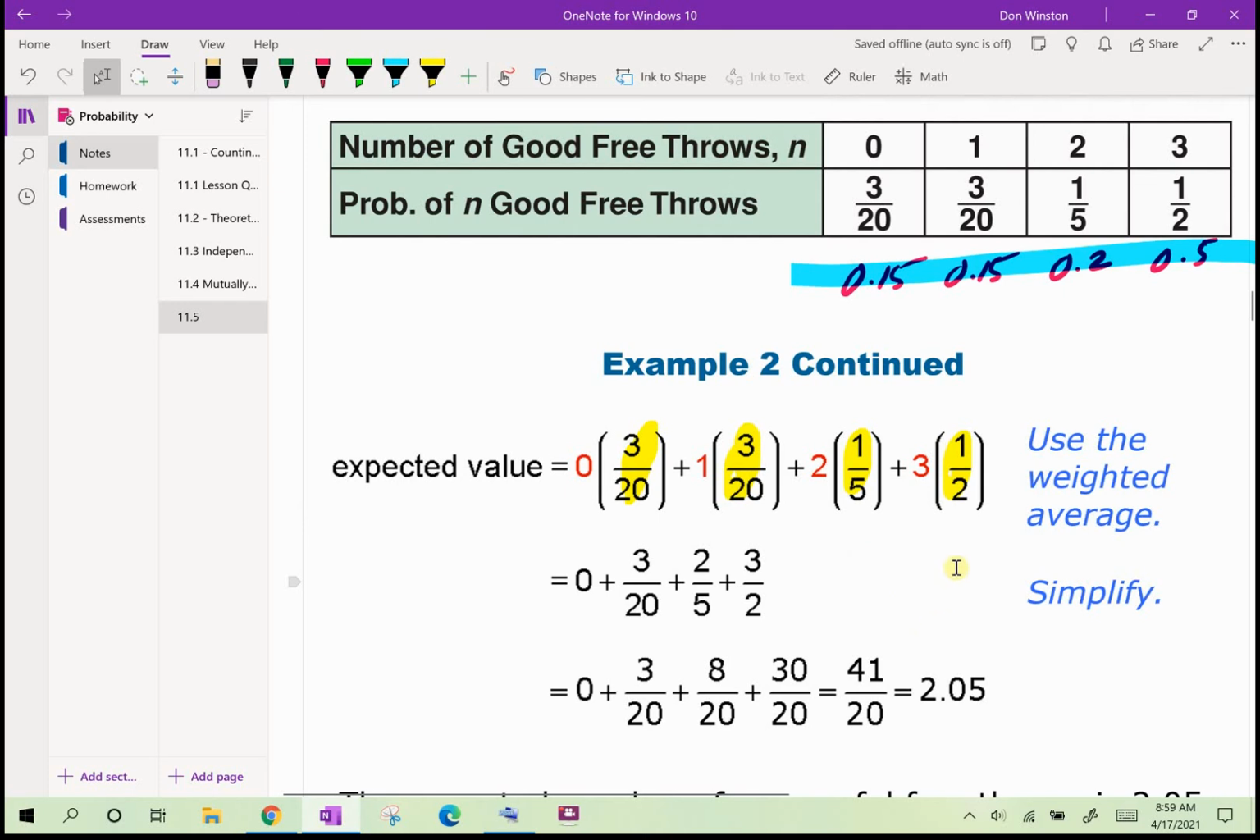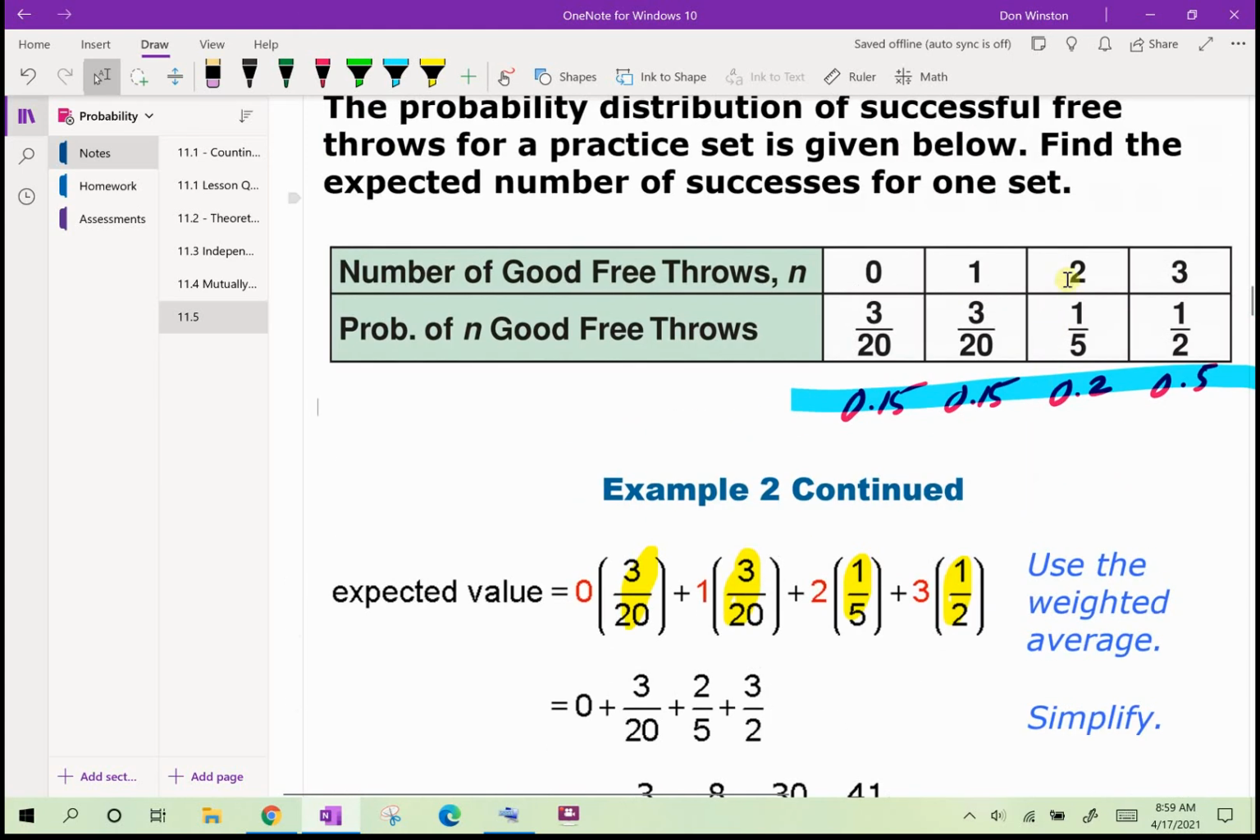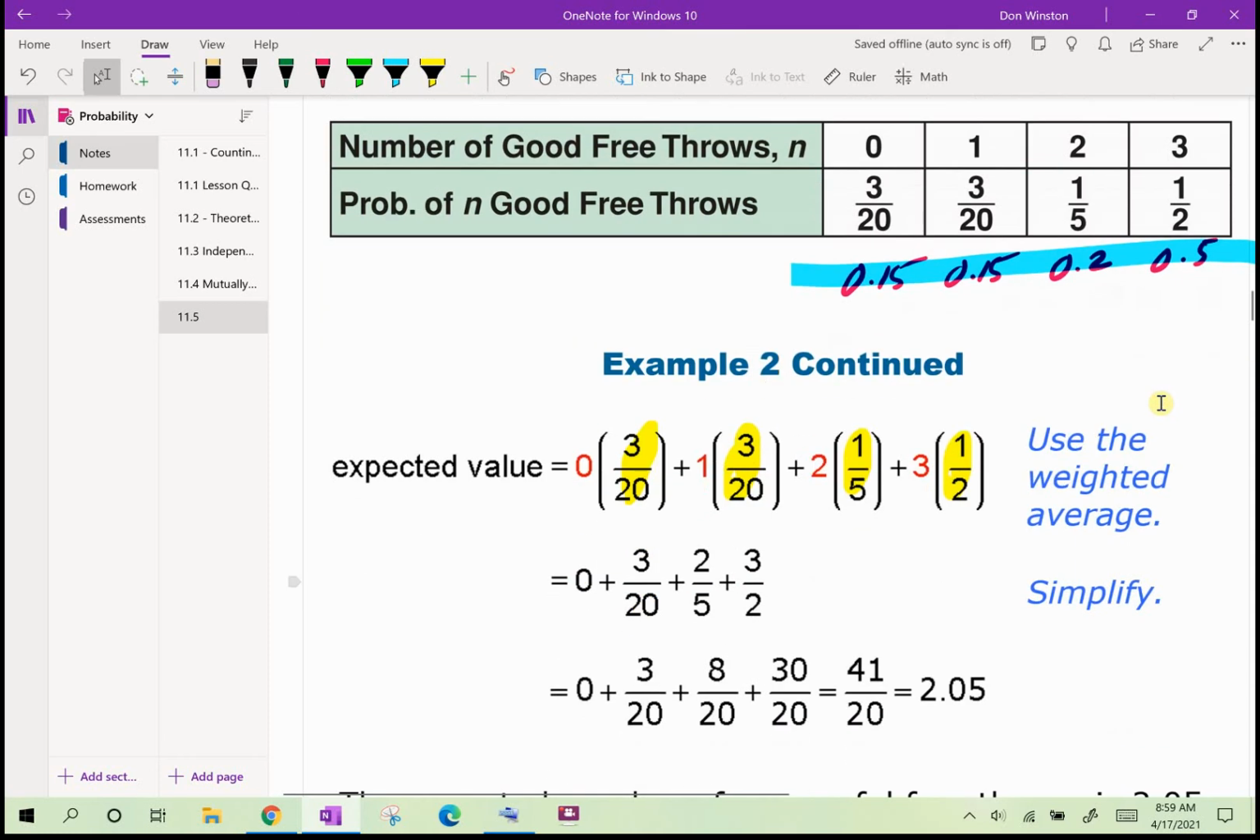And that makes sense, because the larger numbers of free throws, 2 or 3, are weighted more heavily. 2 has a weight of 20%, and then 3 has a weight of 50%. So you would expect that the expected number of free throws would be greater than 2, or about 2, so 2.05.